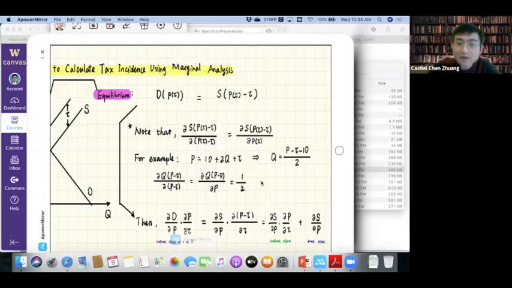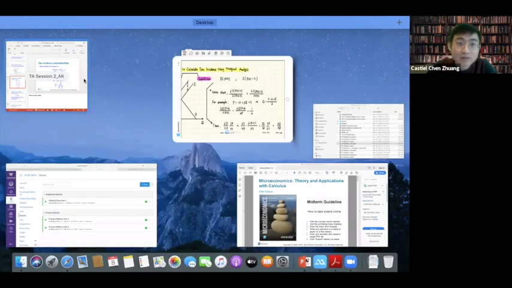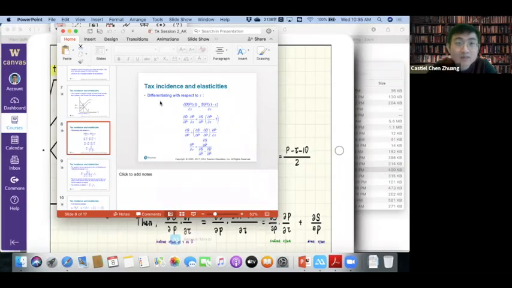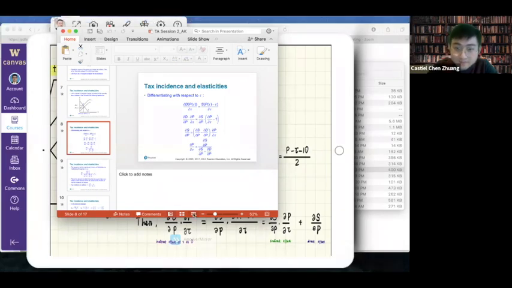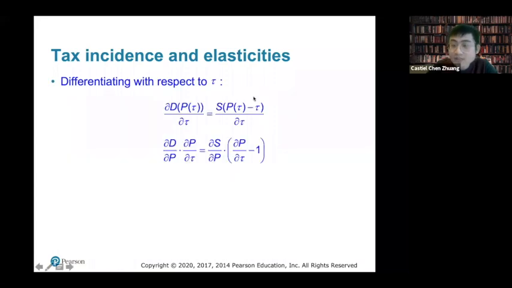So for this example, if P is equal to 10 plus 2Q plus tau, you can get Q equals P minus tau minus 10 over 2. Then when you take the derivative of Q with respect to P, you get 1/2. When you take derivative of Q with respect to P minus tau, you also get 1/2, right? So it doesn't matter if you are taking the derivative with respect to P or P minus tau. We want to simplify our equation so that we don't want to write P minus tau in the denominator. So, and then using the chain rule, right?